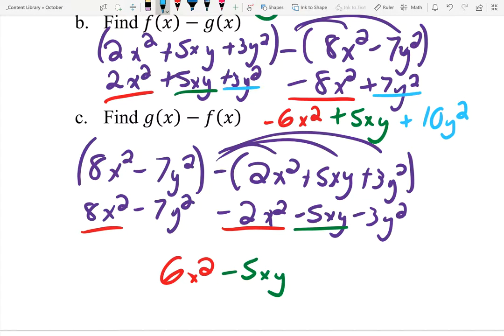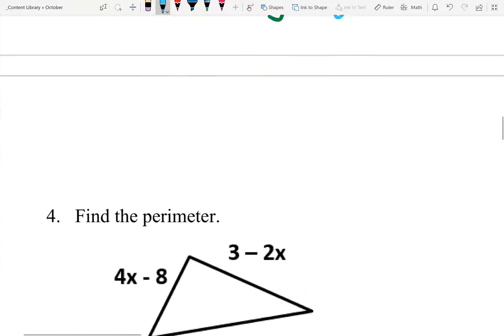And then lastly, our y squared. So negative 7y squared, negative 3y squared. That makes negative 10y squared. Again, opposite of the positive 10y squared we had in part B. All right.